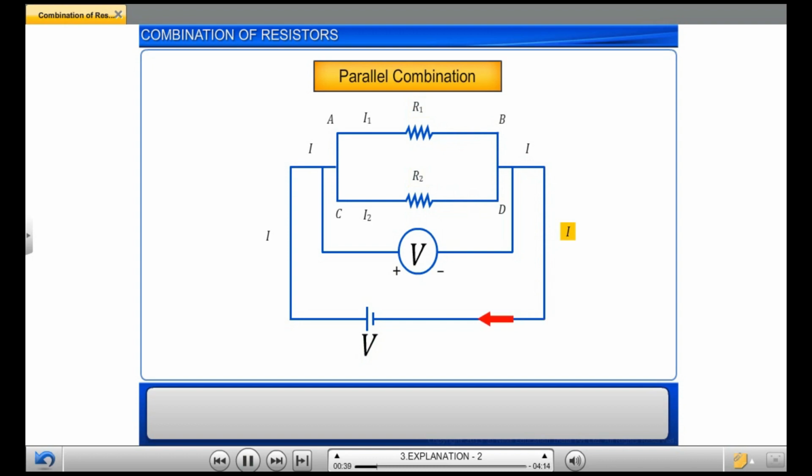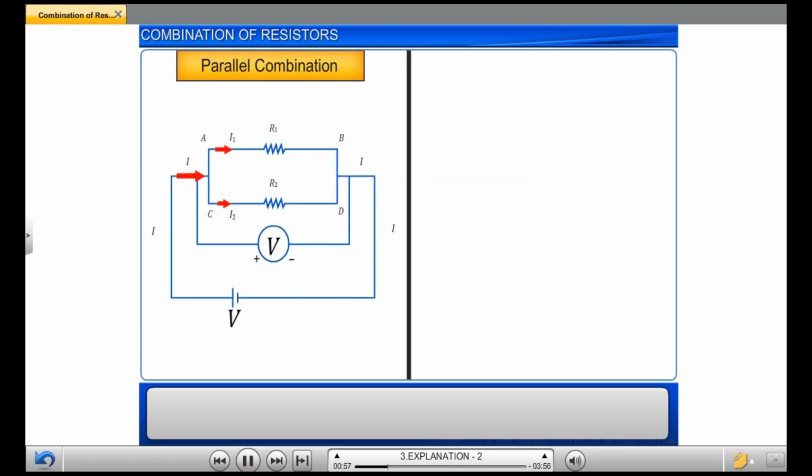I is the rate of flow of charge from the source, that is the battery. I1 is the current through resistor R1 and I2 is the current through resistor R2. We can now write I is equal to I1 plus I2. Let this be equation 7.